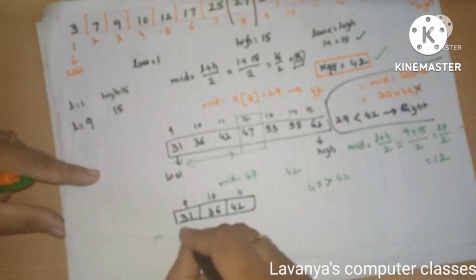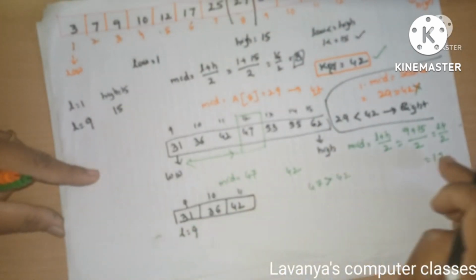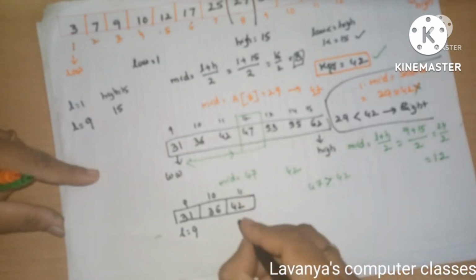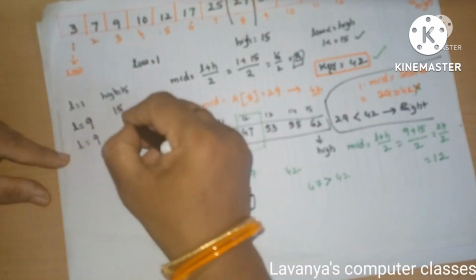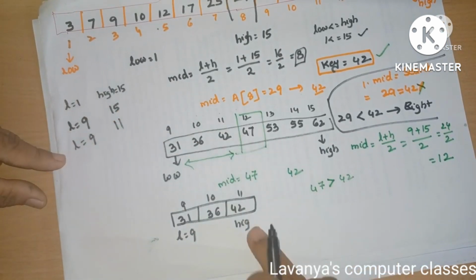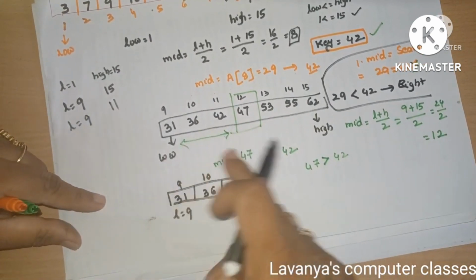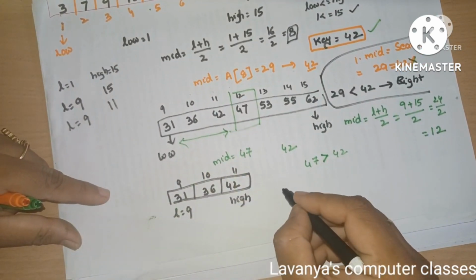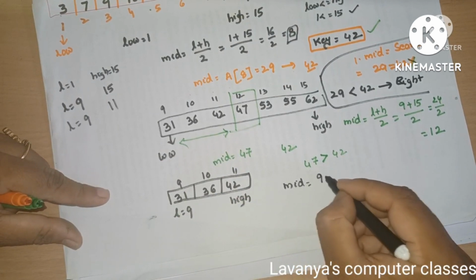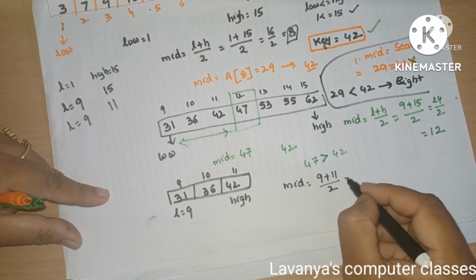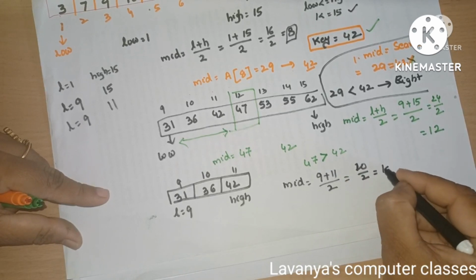Low has no change. Low is 9 only. High is mid minus 1. So what is our middle value? 12. 12 minus 1 means it comes to 11. So here low is 9 only, and high is now changed to 11. Okay? Again we have to do the same procedure. Apply the divide and conquer method again. Again we calculate mid. Low plus high means 9 plus 11 by 2. 9 plus 11 is 20. 20 by 2 is 10.